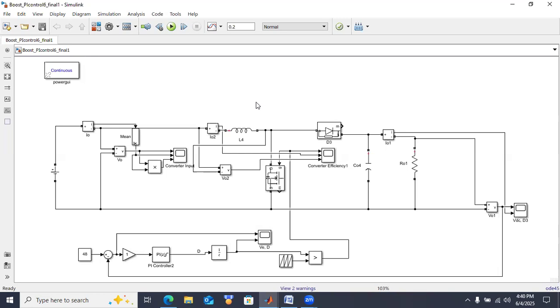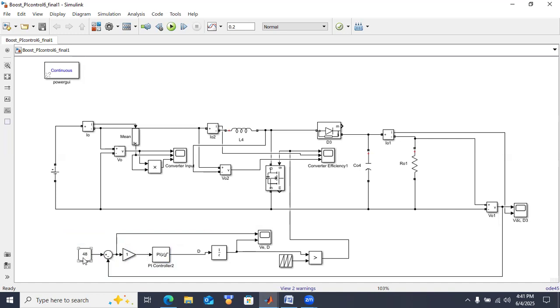This is a boost converter controlled by the voltage mode control loop. This is the voltage control loop. Here the load voltage is regulated with the help of this voltage control loop. In this voltage control loop, we are using a PI controller. So the PI controller will check the error voltage.